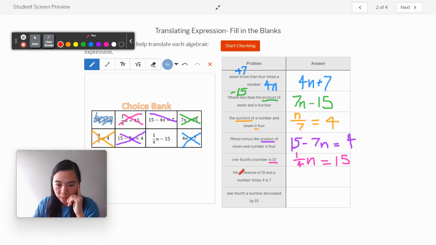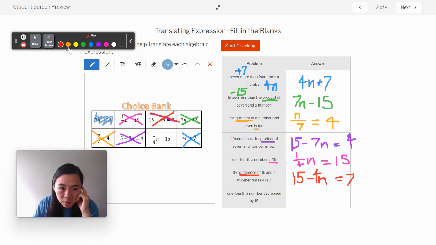The difference. Difference is subtraction. We're subtracting something. The difference of 15 and a number. So that's what we're subtracting. 15 and a number, oh sorry, and a number times 4. Okay, so the difference of 15 and a number times 4 is 7. Okay, that's this one right here.